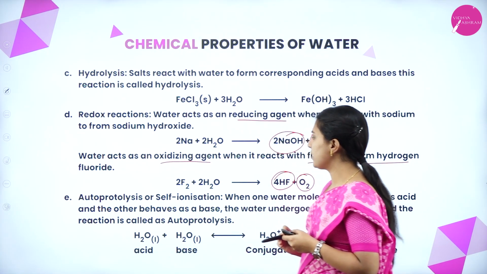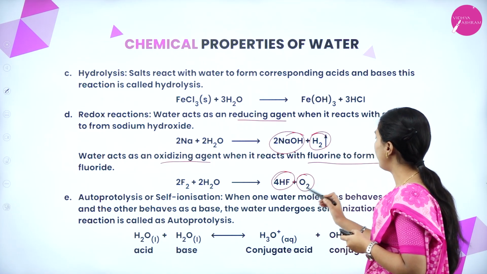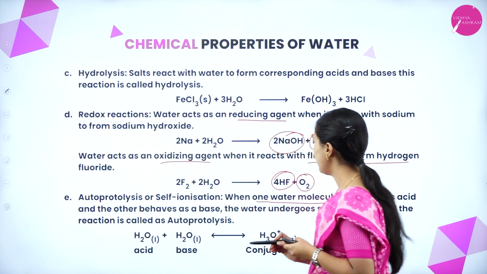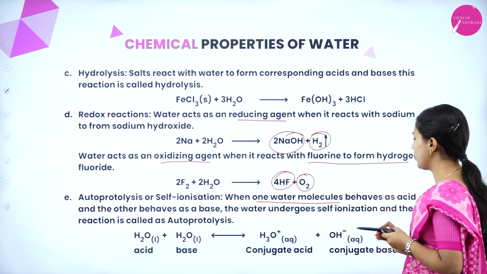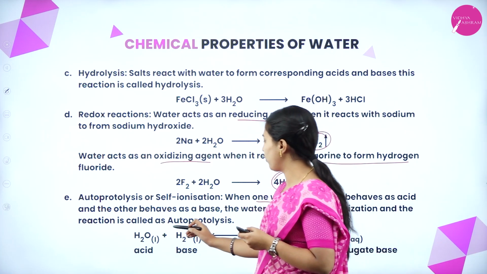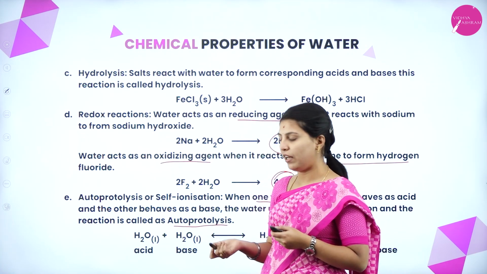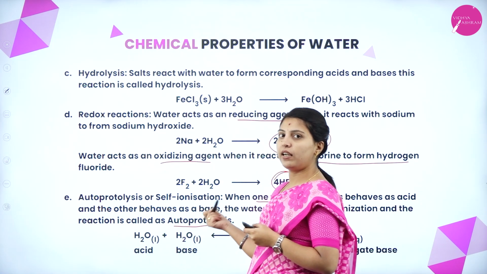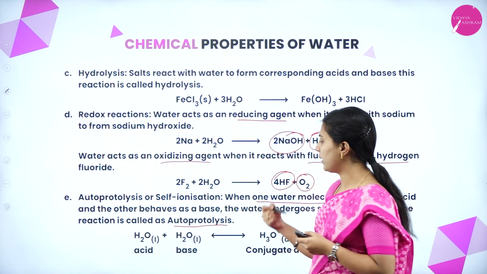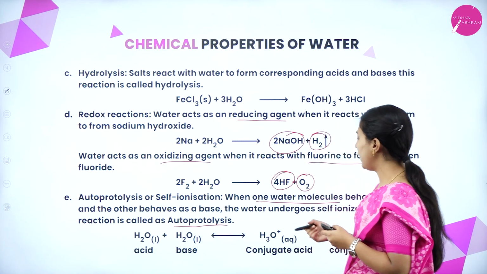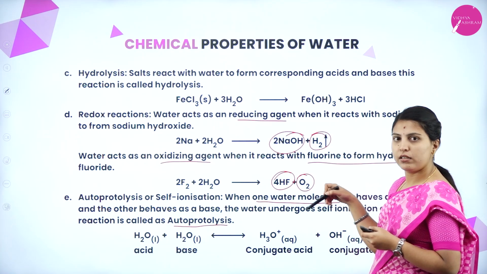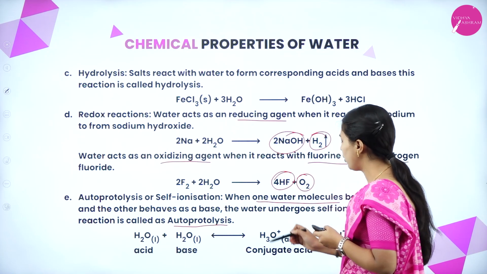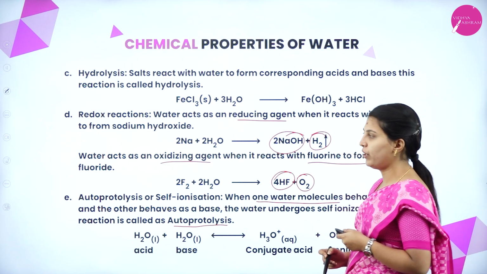Next, autoprotolysis or self-ionization. When one water molecule behaves as an acid and the other behaves as a base, the water undergoes self-ionization and the reaction is called autoprotolysis. Auto means self. Here water is reacting with another water molecule, but one water molecule should act as an acid and another water molecule should act as a base. At that time ionization will occur. So what will form? Conjugate acid and conjugate base will form.